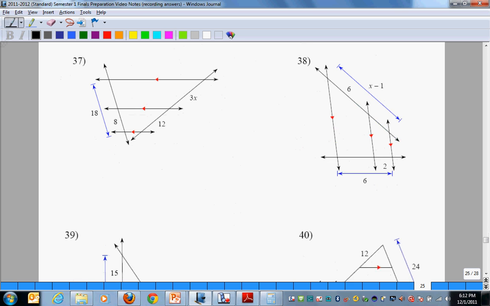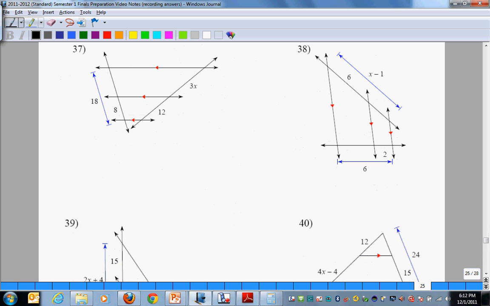Number 37, match and mirror. So trace, you have 18, and the match for 18 is this full side. Let's see what else we can match. We have 8 and 12.